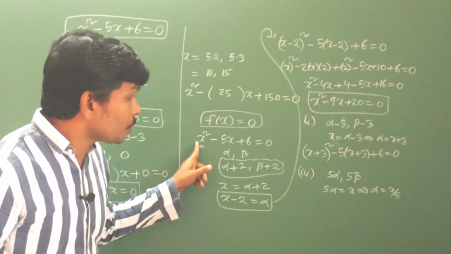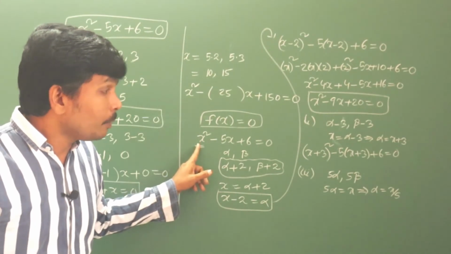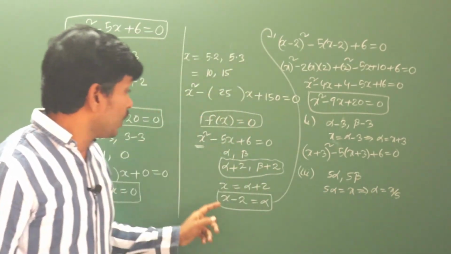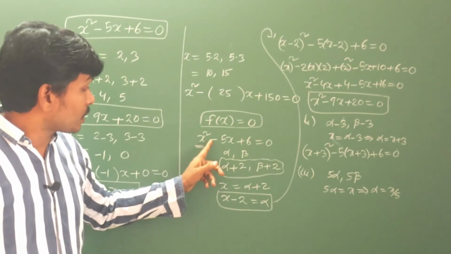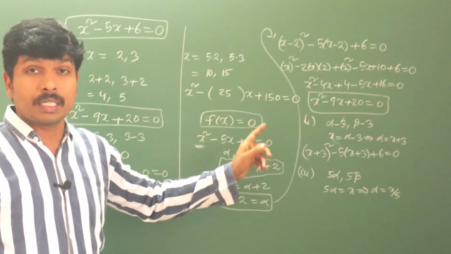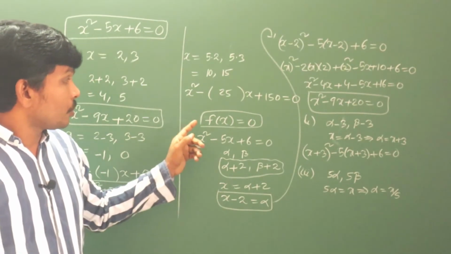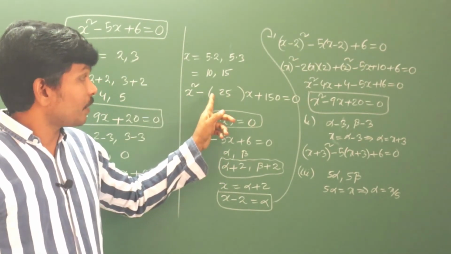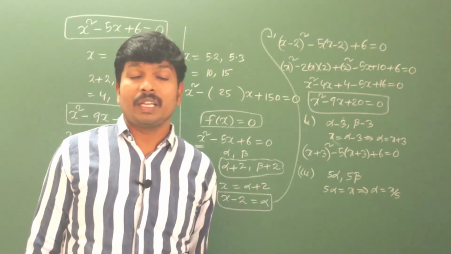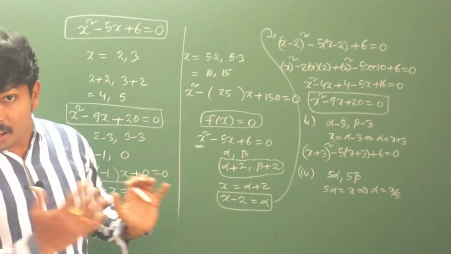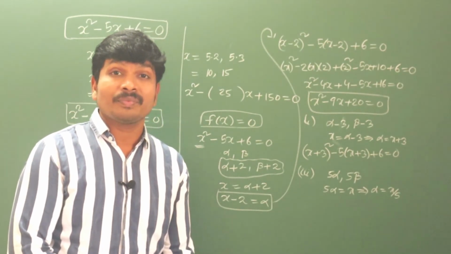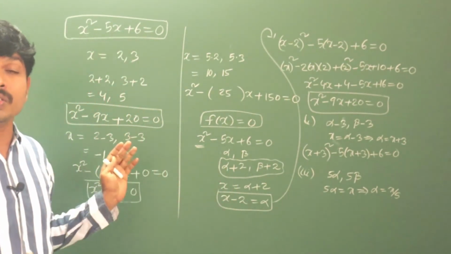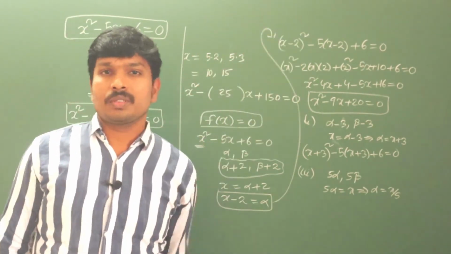Now substitute in this equation in place of x, you substitute x by 5, you will get x by 5 whole square minus 5 of x by 5 plus 6 equal to 0. Substitute in this equation, then definitely you will get x square minus 25x plus 150 equal to 0. So this concept we call, yes, this is a transformation of roots of the equation.